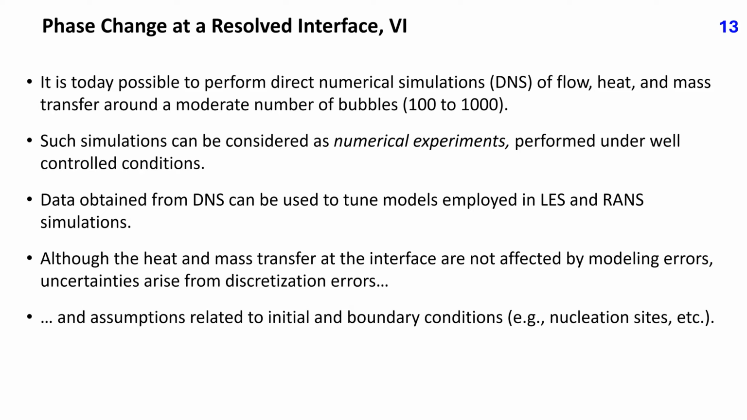It is today possible to perform direct numerical simulation of flow, heat, and mass transfer around a moderate number of bubbles, 100 to 1000. Such simulations can be considered numerical experiments performed under well-controlled conditions. Data obtained from such DNS can be used to tune models employed in LES and RANS simulations. Although the heat and mass transfer at the interface are in DNS not affected by modeling errors, uncertainties arise from discretization errors, as seen in slide 11, and assumptions related to initial and boundary conditions, for example, nucleation sites, etc.